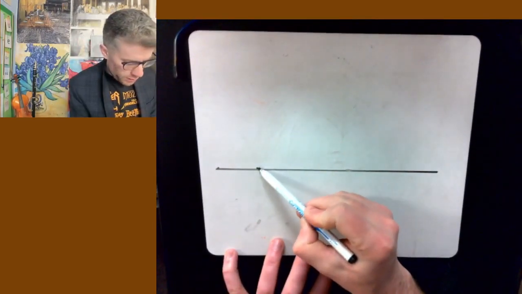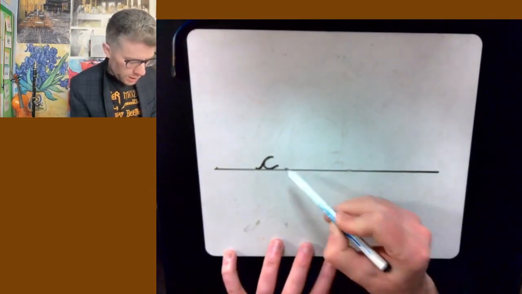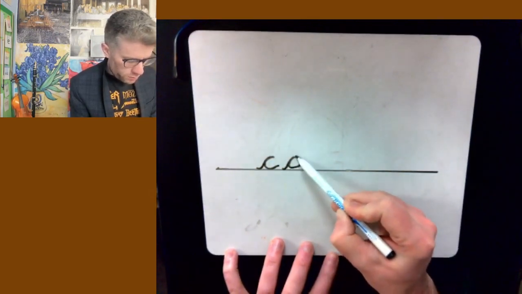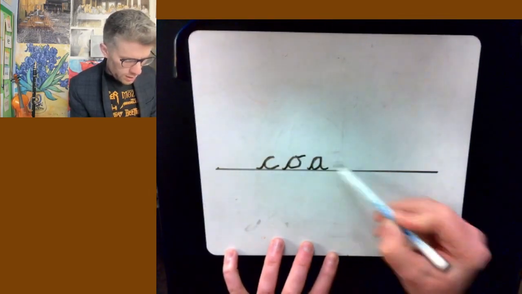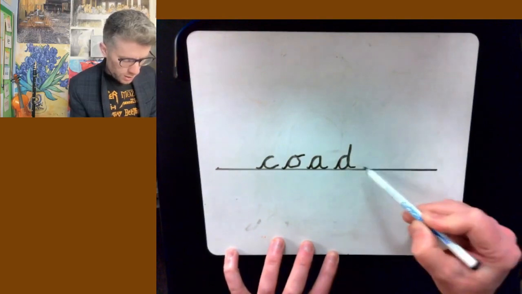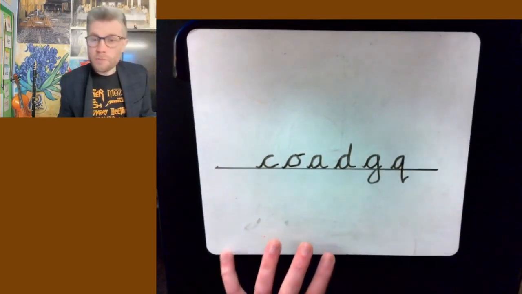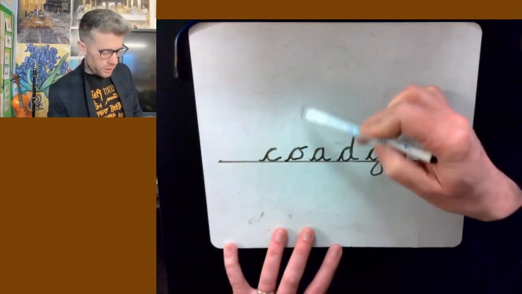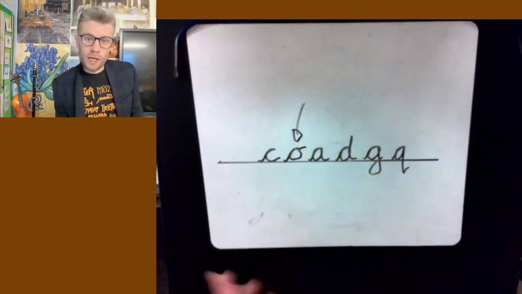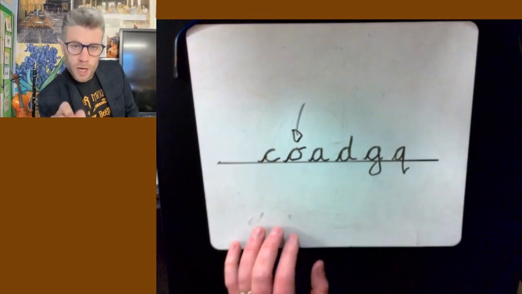Start at the bottom. We're going to write C. Here's a C. Here's an O. Here's an A. Here's a D. Here's a G. Here's a Q. All right, improve this for me. Well, straight away you can say, look at this one. What's wrong with that? It's not on the line, but at least the form is right.